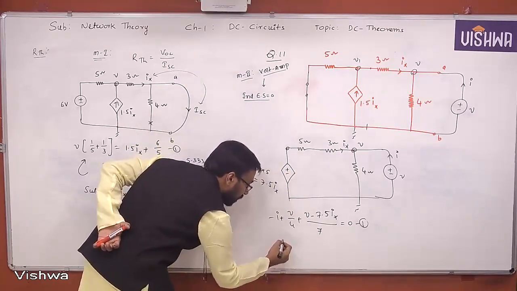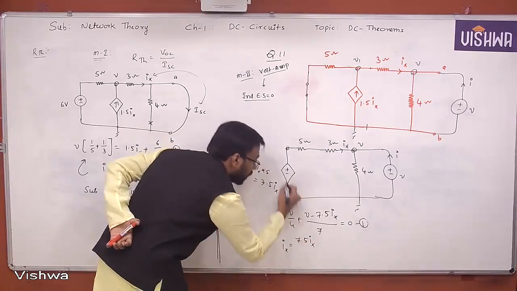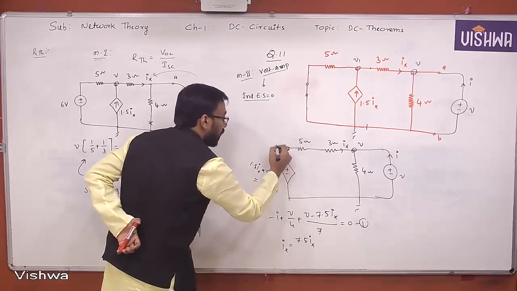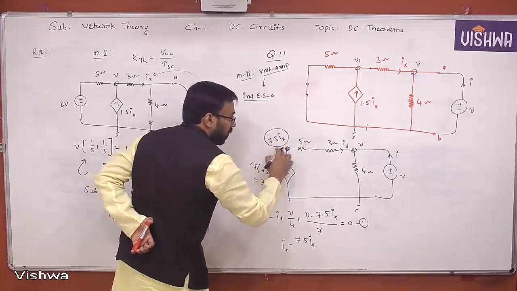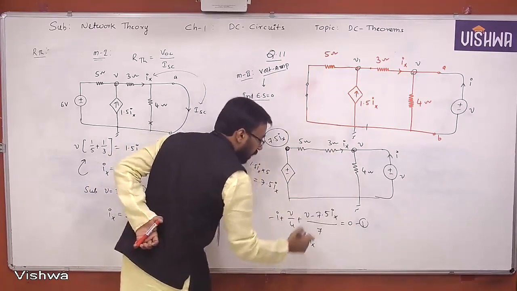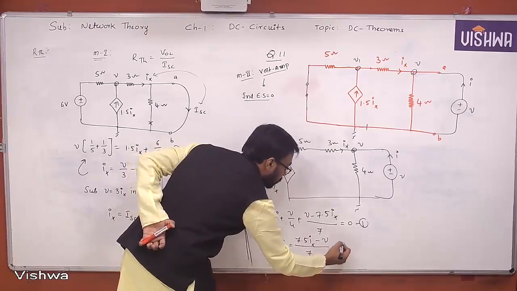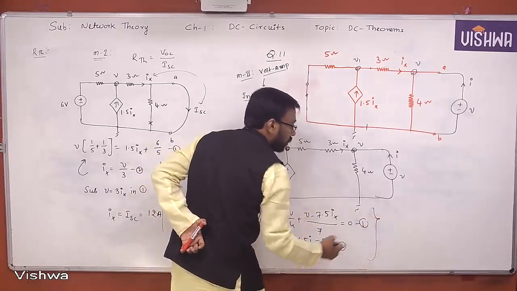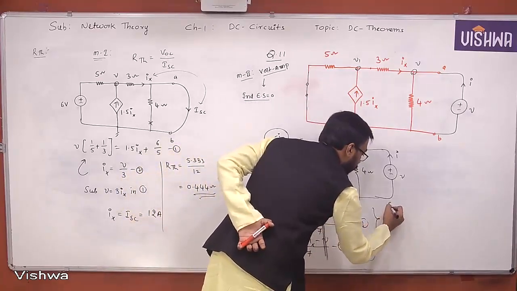That Ix is nothing but 7.5 Ix. This is the voltage source value. This node is operating at what? 7.5 Ix volts. 7.5 Ix minus V by 7 is nothing but Ix. Second equation. Solving now 1 and 2. That means Ix you are substituting here. Okay, simplifying.